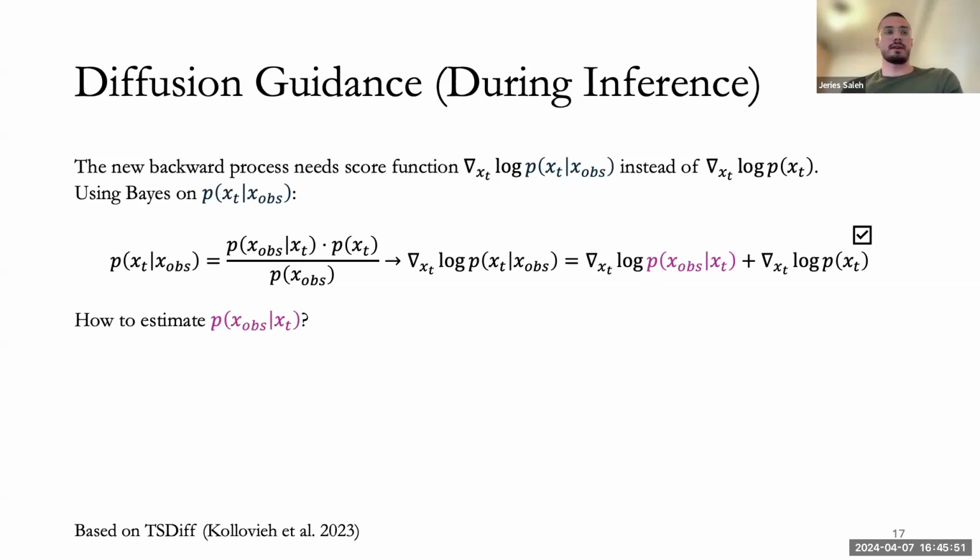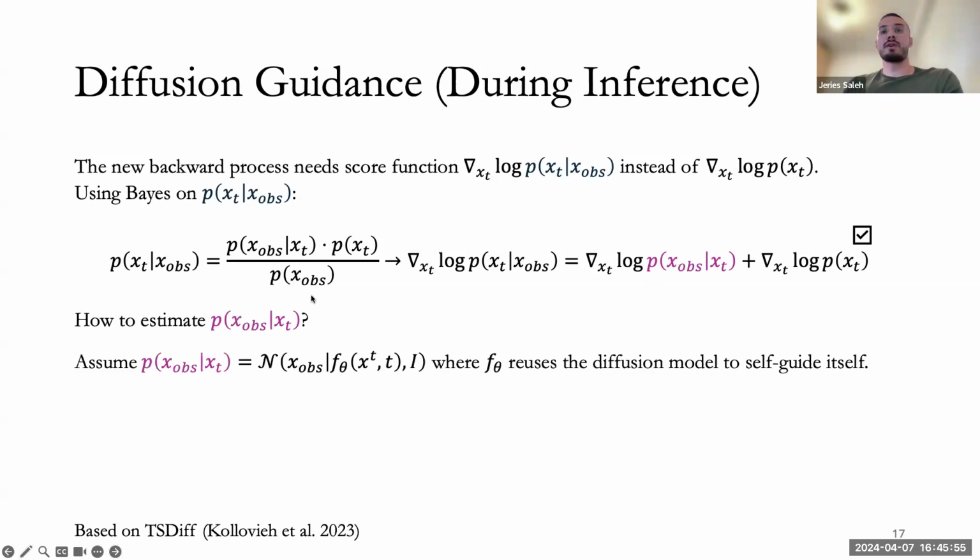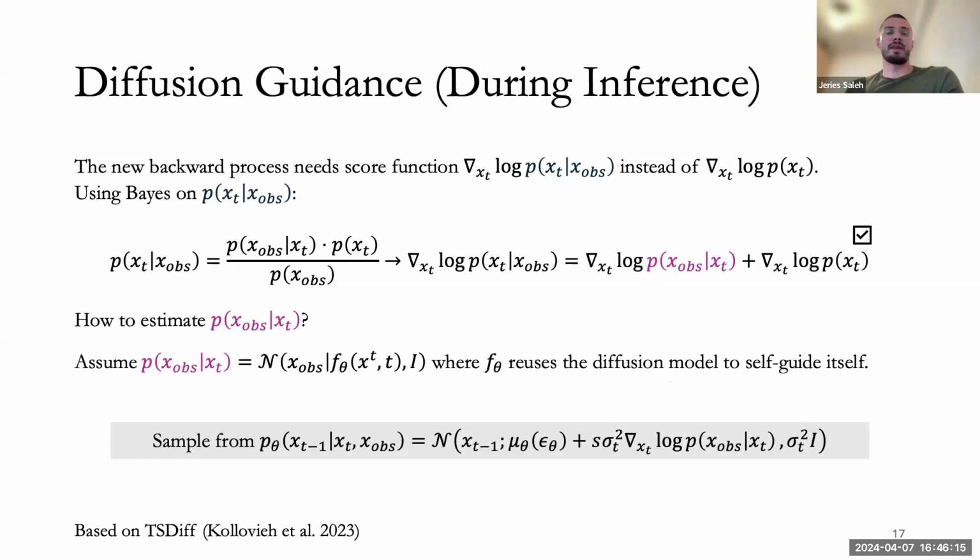So how to do that? The authors in TSDiff propose to assume that it's some Gaussian around some mean. And the mean uses a parameterization of the diffusion model, of the denoiser, to self-guide itself. Now remember that, to the end of the representation, we're almost done. Lastly, given all these together, the backward process would be sampling from p theta, which has this added term.